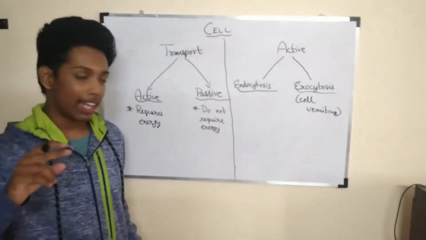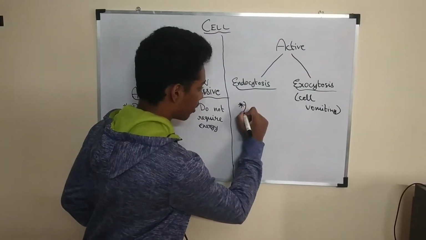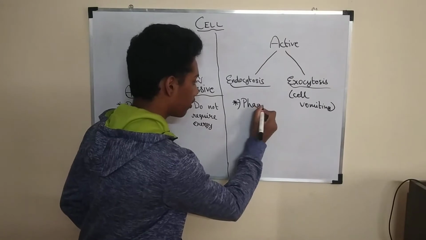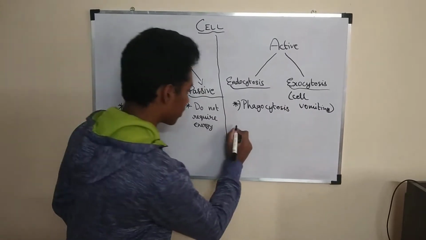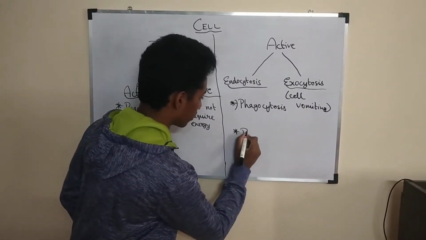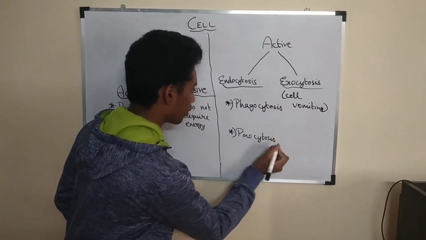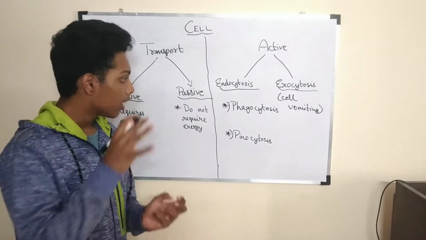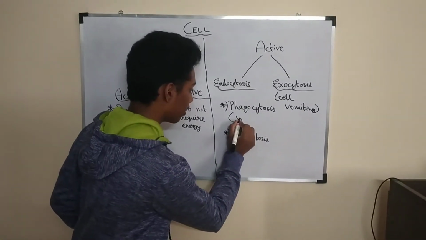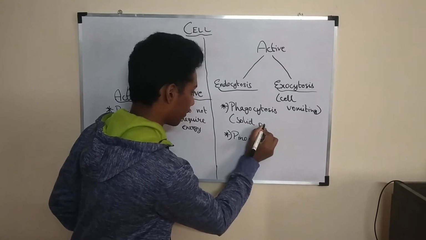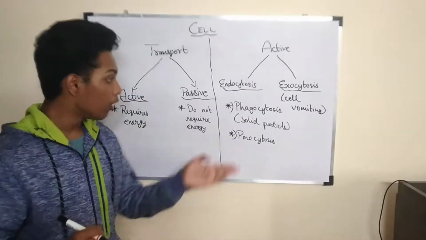Now endocytosis again can be classified into two simple types. One is phagocytosis, and the other one is pinocytosis. Phagocytosis means endocytosis of a solid particle, right? Remember it? Solid particle. It means that the particle which it is engulfing should be a solid.